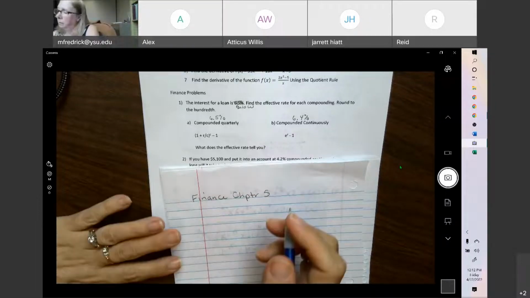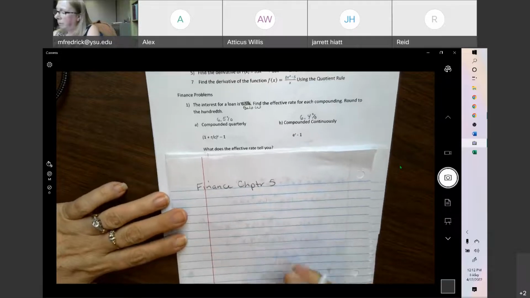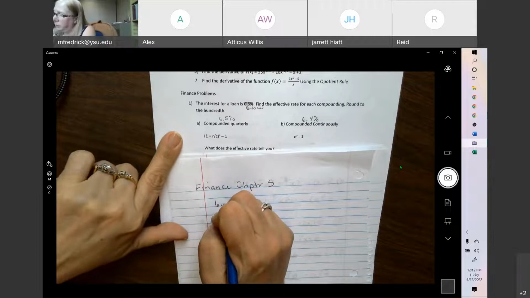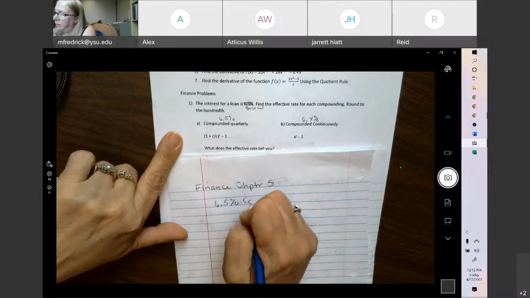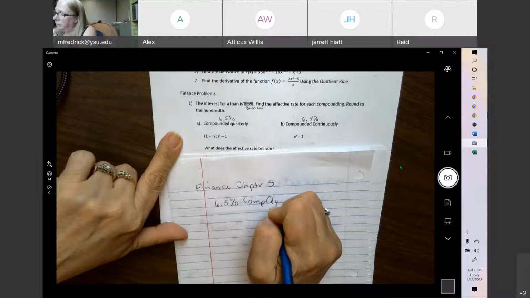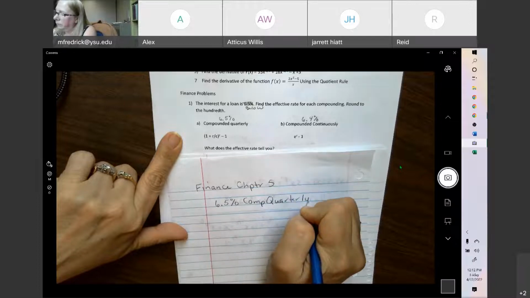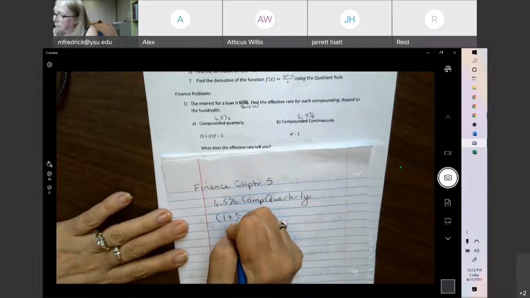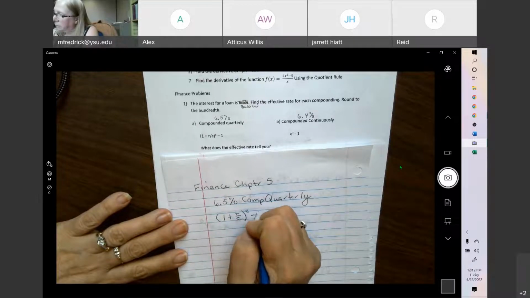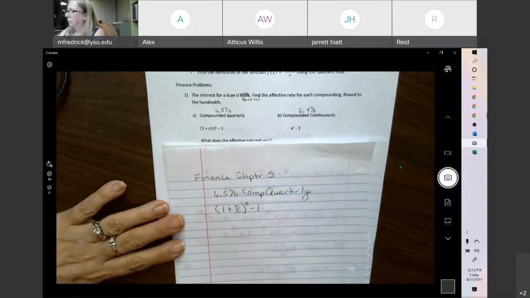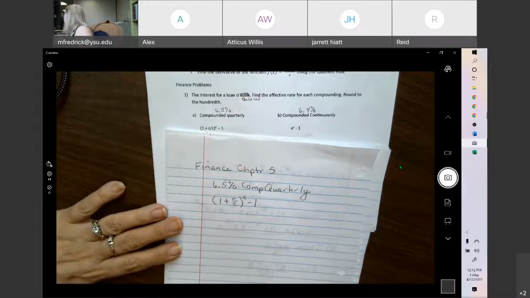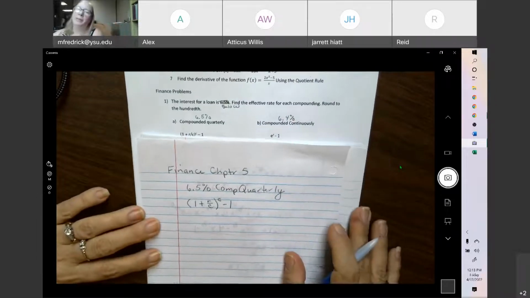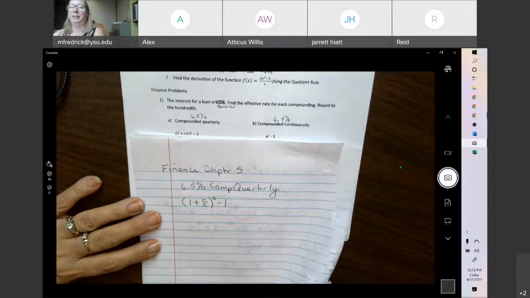I'm trying to keep track of when she gets back. Okay, so for the first one, 6.5% compounded quarterly. McLean, shut the door. I'm sorry, I have a student taking an exam and she disappeared.